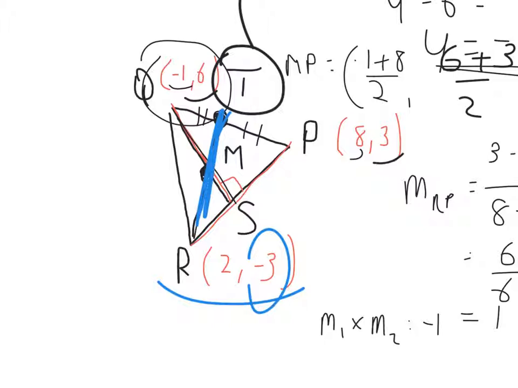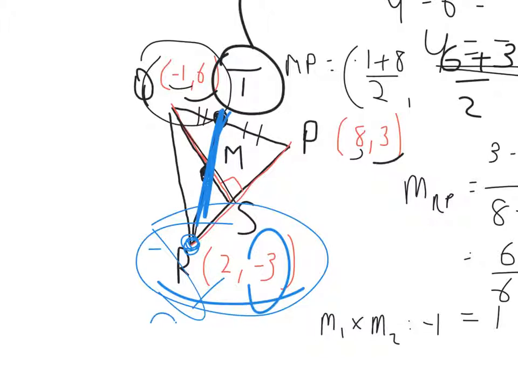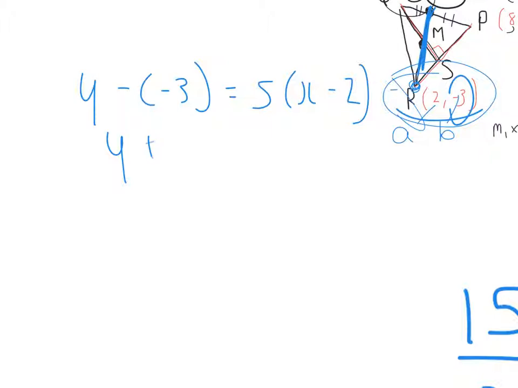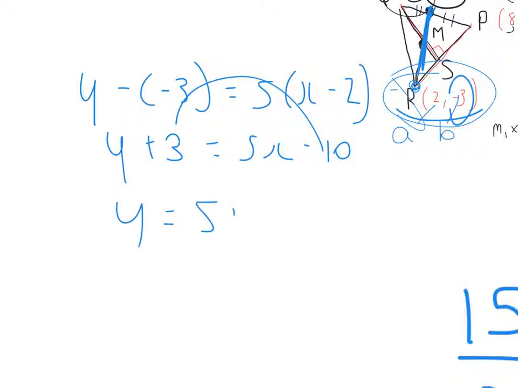I can then use that gradient plus any point that lies on the line to find the equation. So I'm going to choose the point R, which lies on the line, and that is the point 2, -3, which I'm going to label as a, b. So remember that the gradient is 5, so that's y minus -3 is equal to 5 bracket x minus 2. y minus -3 is y plus 3 is equal to 5x minus 10. Bring that over, change its sign, and that will be y equals 5x minus 13.